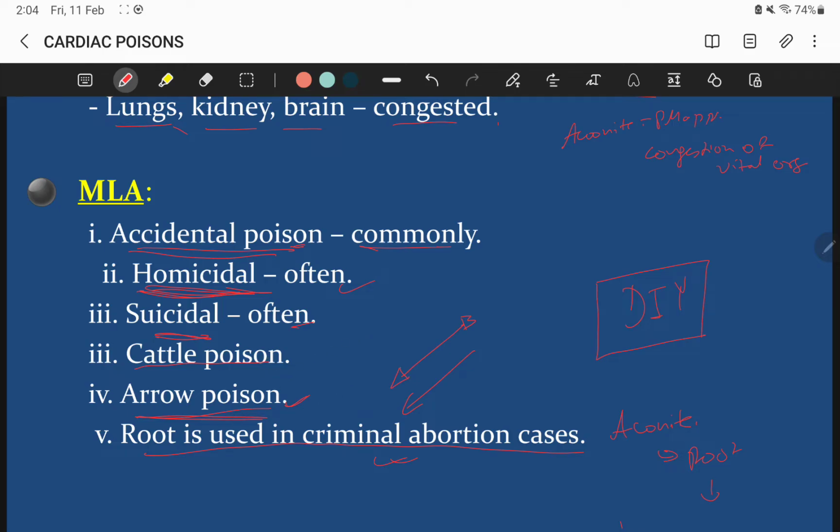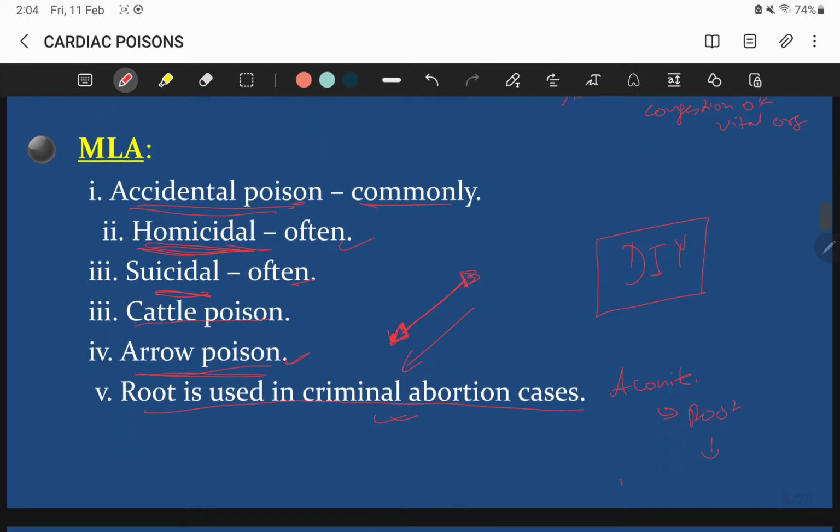And then cattle poison: the cows and the goats can eat it by mistake. And another is arrow poison. If you have to kill an animal, like an exotic animal such as a deer, what you do is take an arrow and put some aconite on it, and then you kill the animal. Okay, so this animal is eating on its own, poor thing. So it's a very rare exotic animal. You don't have a gun, so you put the aconite on the arrow, and then you hit it, and then it will die. Okay, so that's how arrow poison works.